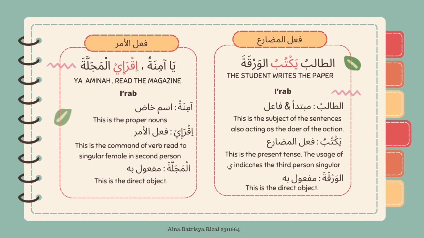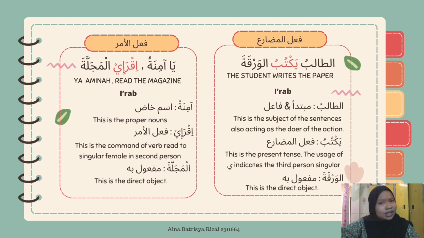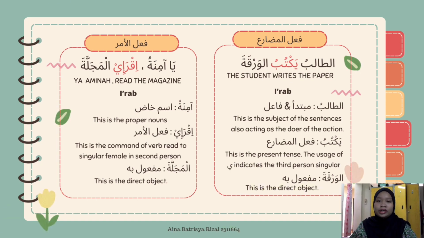Next, let's talk about fi'al mudari. What is fi'al mudari? Fi'al mudari refers to a present-future tense. It is an action that is ongoing, habitual, or anticipated to happen in the future. An example of fi'al mudari is yazhabu, he goes, or is going. An example that I use in a sentence is at-talibu yaktubu al-warqah. The student writes the paper.